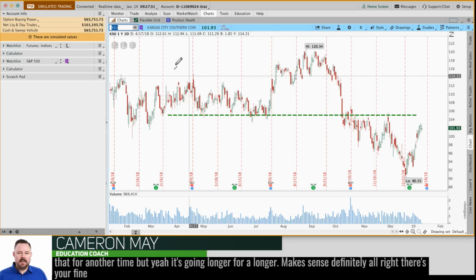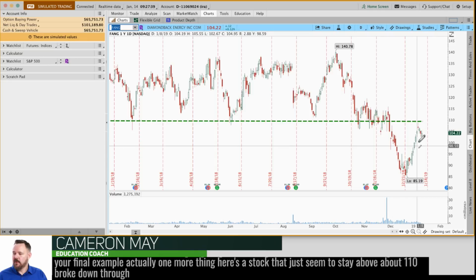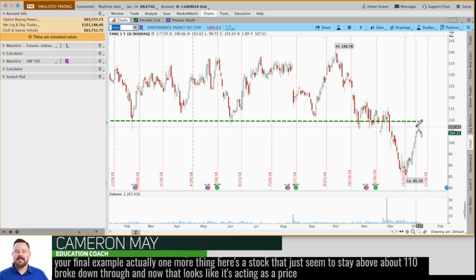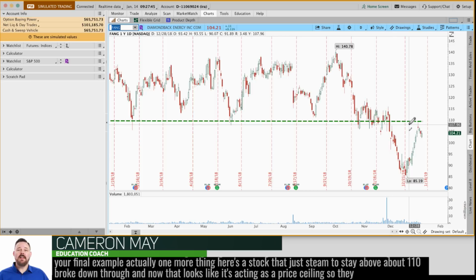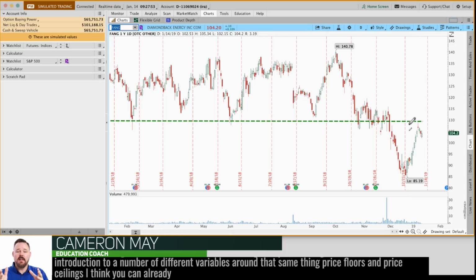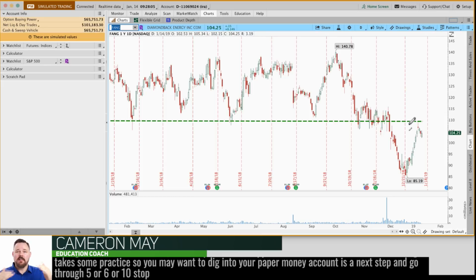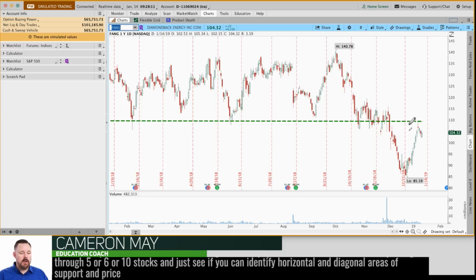All right, there's your final example. Actually, one more. FANG. Here's a stock that just seems to stay above about 110, broke down through, and now that looks like it's acting as a price ceiling. So there is your introduction to a number of different variables around that same thing, price floors and price ceilings. I think you can already see the potential for application here. Obviously, this is something that takes some practice, so you may want to dig into your paper money account as a next step and go through 5 or 6 or 10 stocks and just see if you can identify horizontal and diagonal areas of support and price ranges.